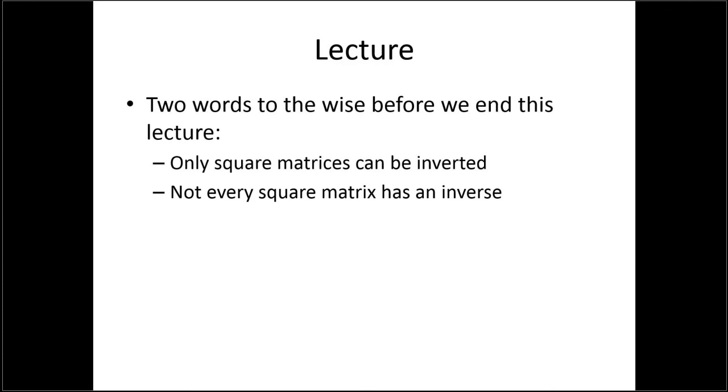But not every square matrix has an inverse. So if you can't invert it, it means there's not going to be a solution, just so you know. Things like that do happen, and you shouldn't think it too crazy when they do.